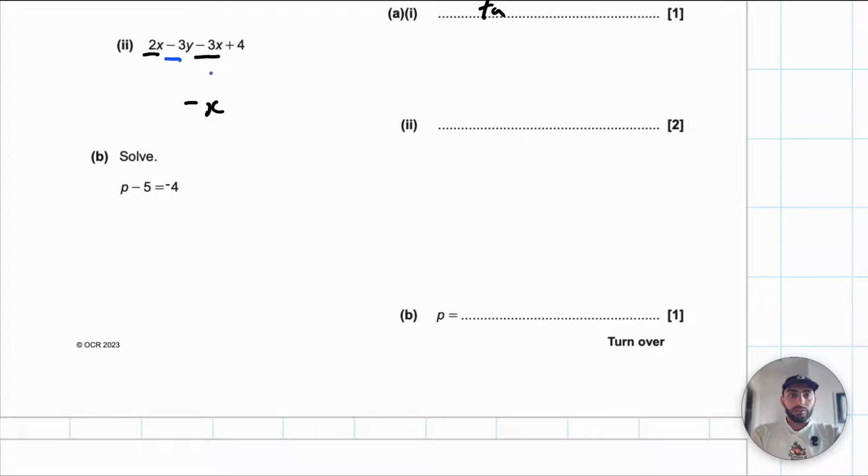And I can see I've got this minus 3y, there's nothing to collect it with, so I just write minus 3y. And I've got plus 4 at the end, and there's nothing to collect that with, so I just leave it as plus 4. So the final answer is negative x minus 3y plus 4.